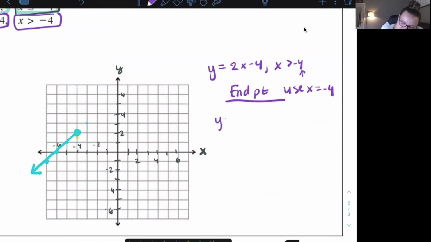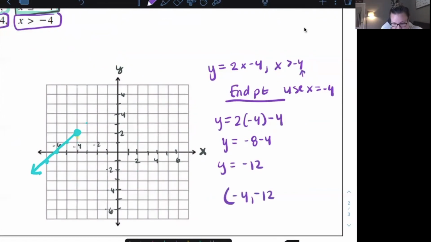So we're going to have y is equal to 2 times -4 minus 4. So y is equal to -8 minus 4. y equals -12. So we have a point at -4, -12. And then our slope is m equals, well, what's being multiplied by x, 2. And then x is greater than -4. It's not included, so we're going to have an open circle at this point.